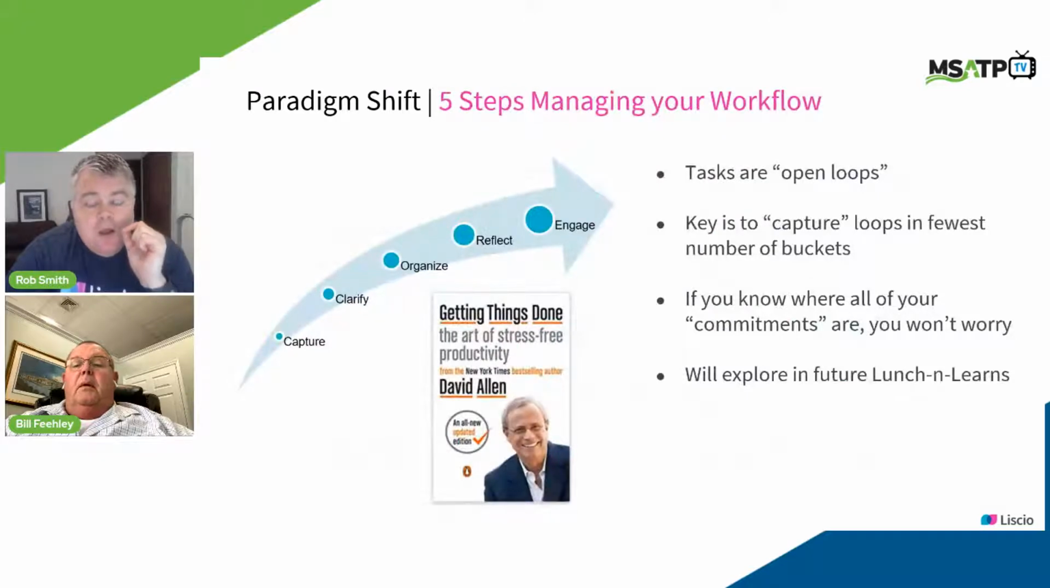But one of the things I'm going to recommend is that you read the book, Getting Things Done. It's a great book. It talks about the 5 steps of managing your workflow. But basically, at the core of the thing, what he's saying is gather all of your open loops, all of your tasks, which are kind of open loops, things that haven't been done. You need to close the loop.